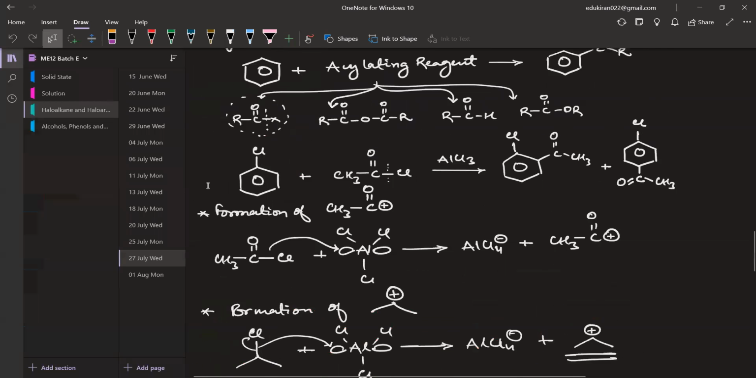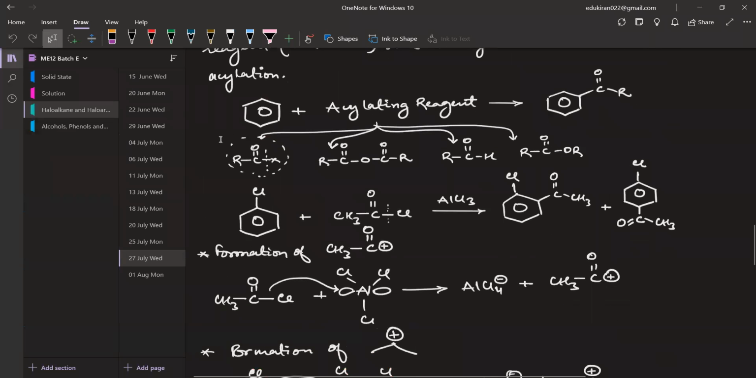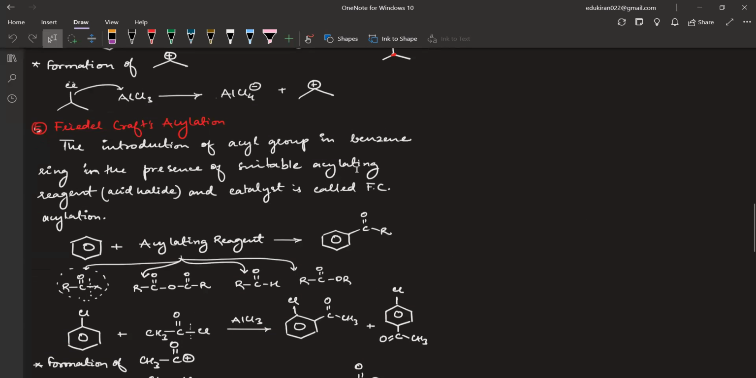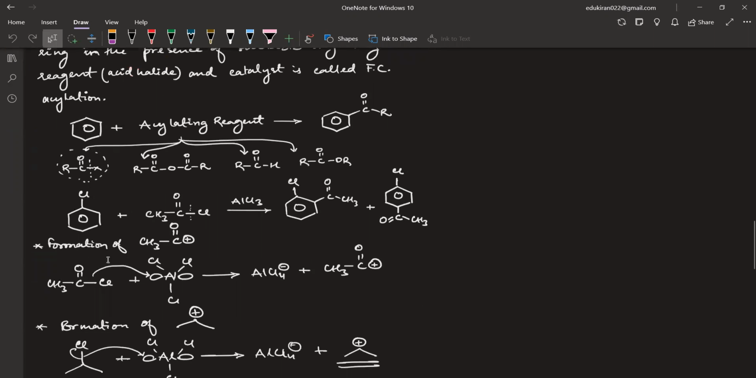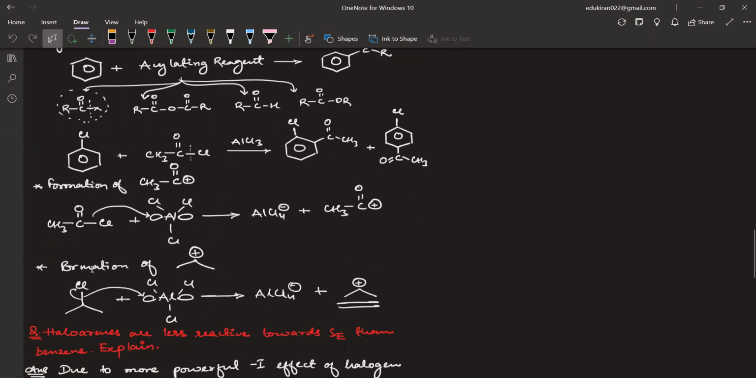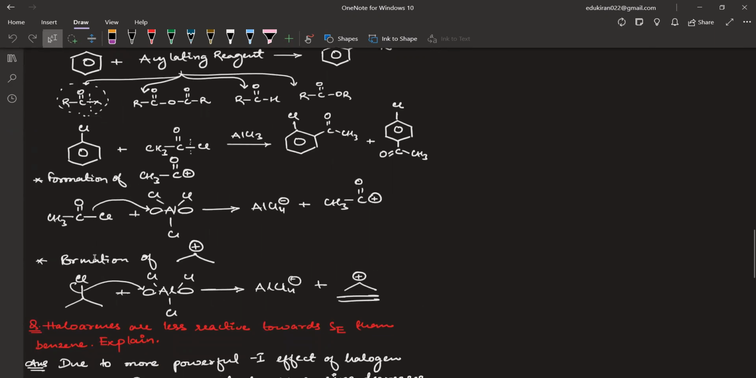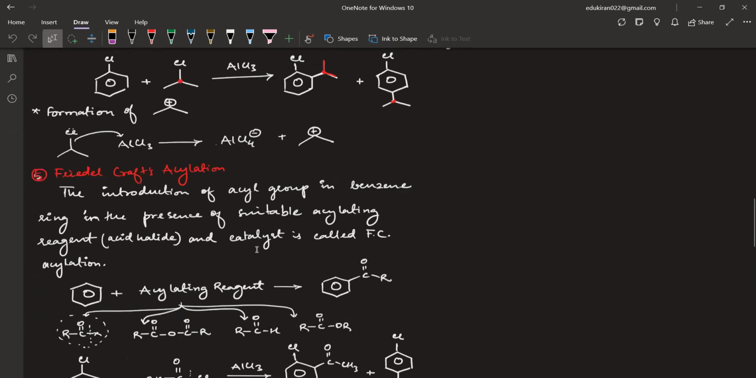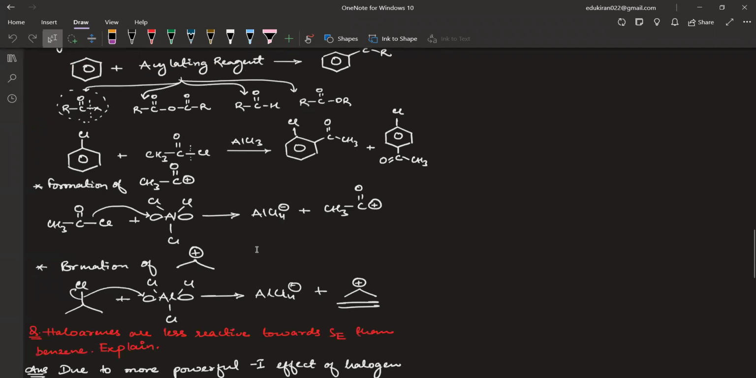Can you see this Friedel-Crafts acylation? The introduction of acyl group in benzene ring in the presence of suitable acylating reagent. Okay, so here we have explained each and every thing. Formation of the electrophile. Then what do we have? We have the attack also, right? So each and every part I have told here. Please go through this chapter once, those who have not done.